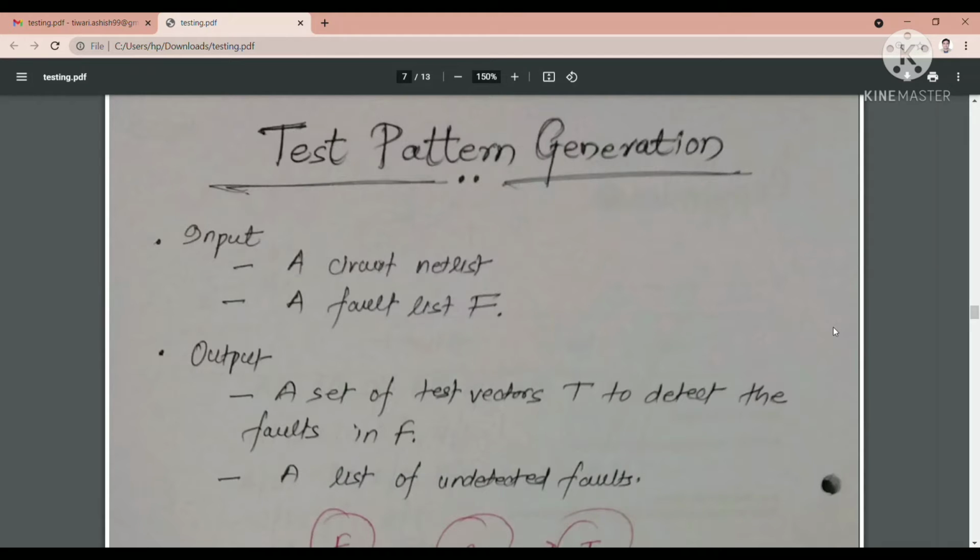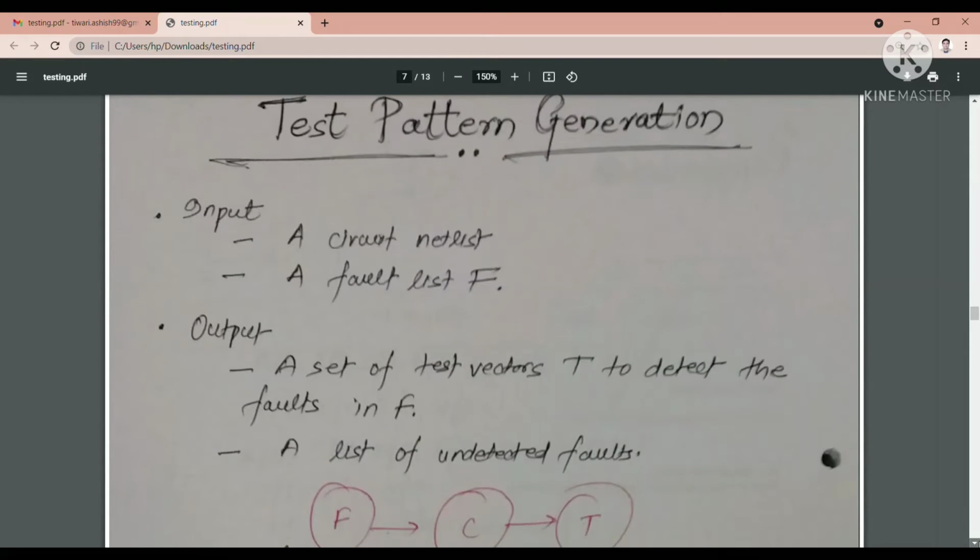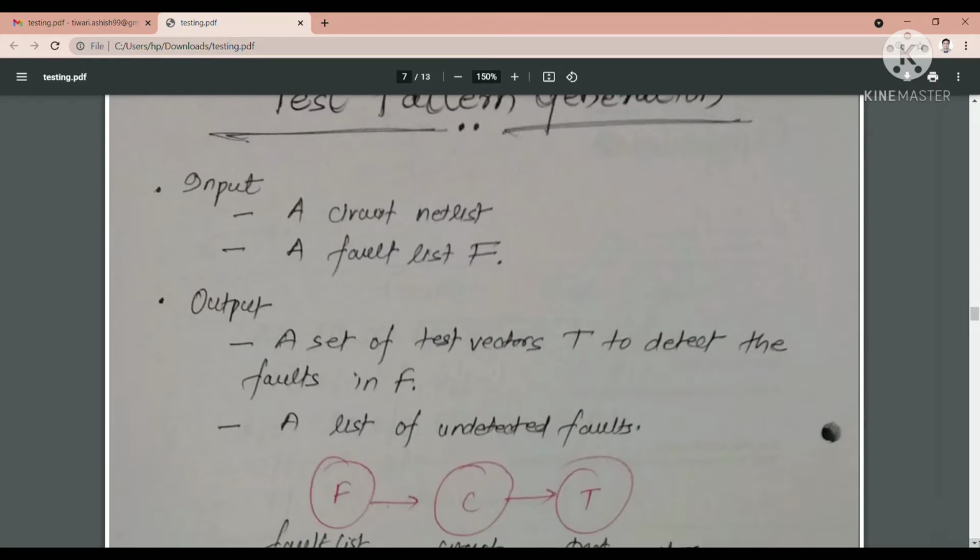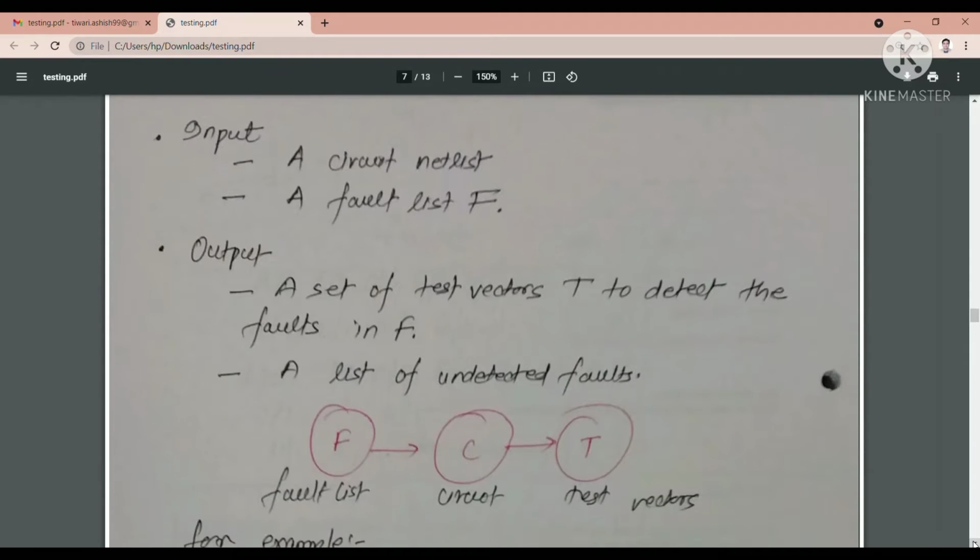If we see the basics, if you are going to test any kind of circuit, what will be the input? The input will be the circuit netlist and a fault list F. Fault list F means there can be stuck at 0, stuck at 1, and open or short faults, the number of faults that we have already studied. Circuit netlist means what kind of circuit we are going to test.